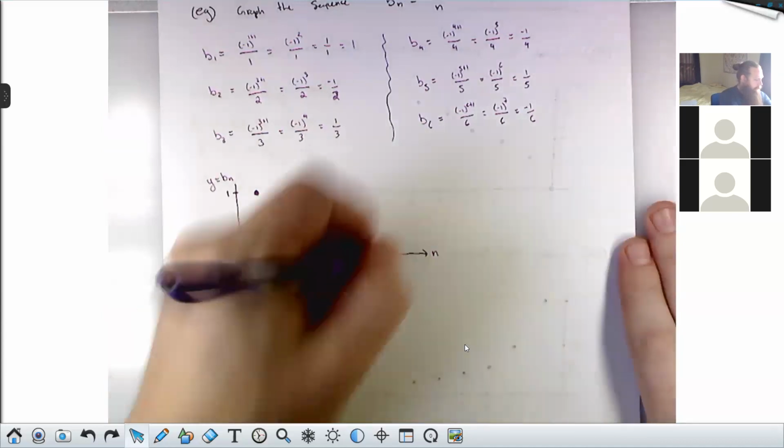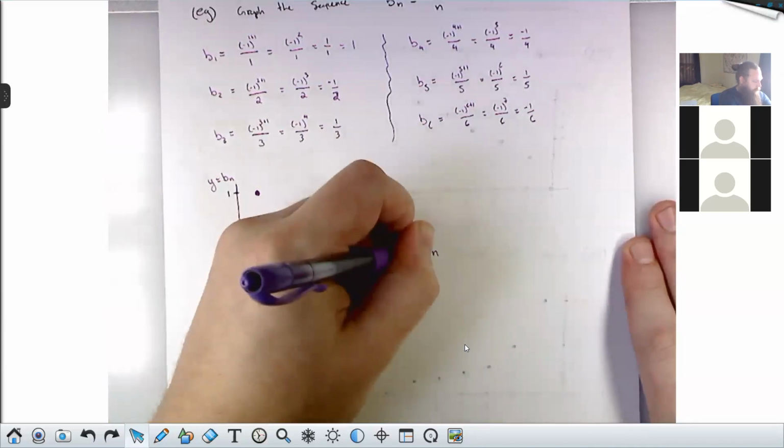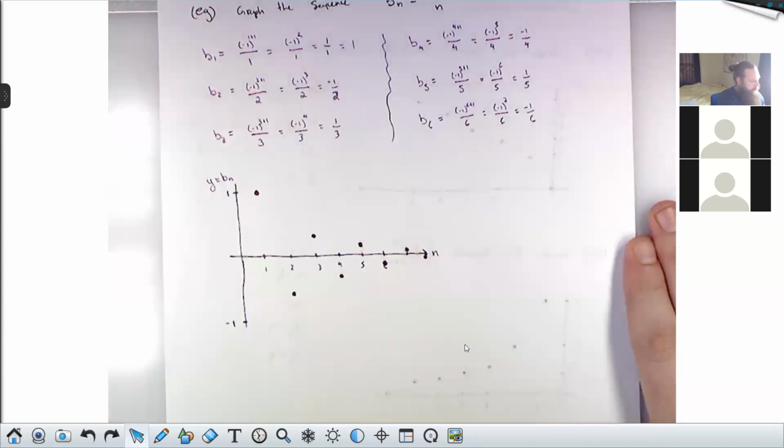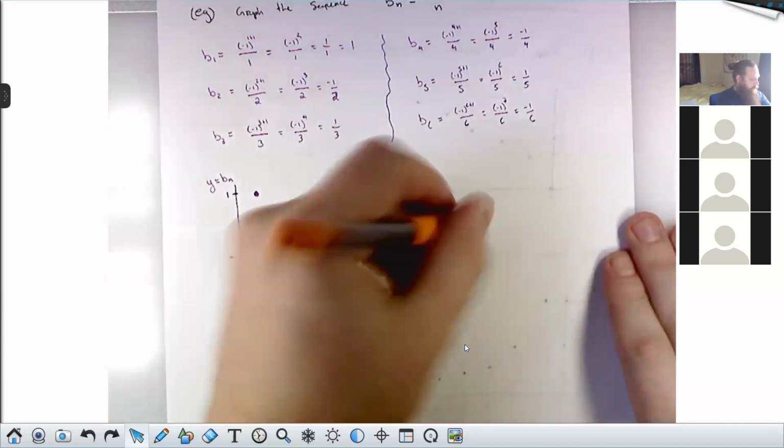The next term would be like right here. And then the next term after that would be like right here. And I'll ask you, what do you notice about these dots as we go further and further and further to the right? Getting closer to the x-axis. Yeah, exactly.